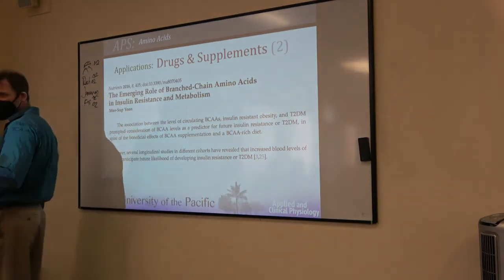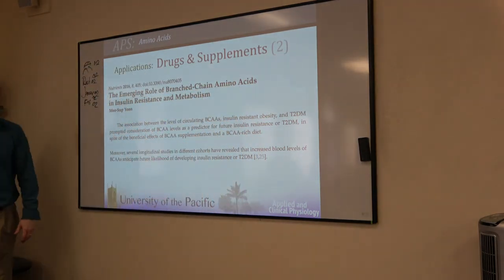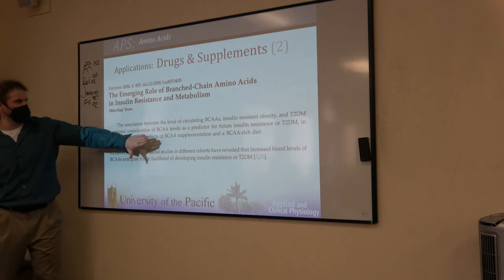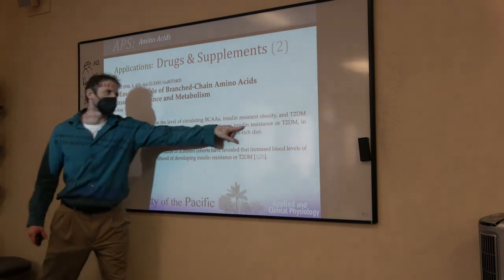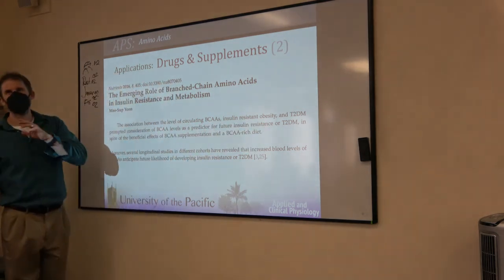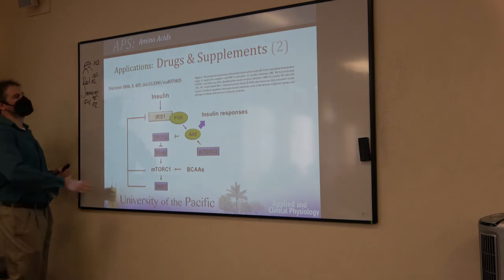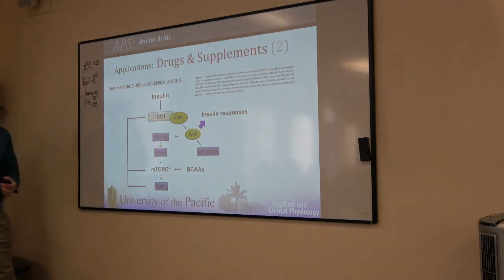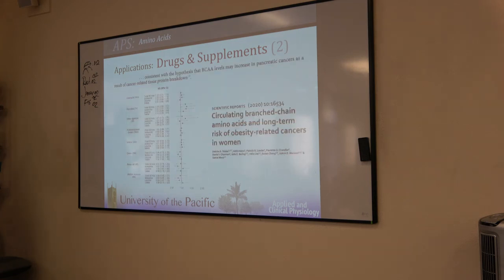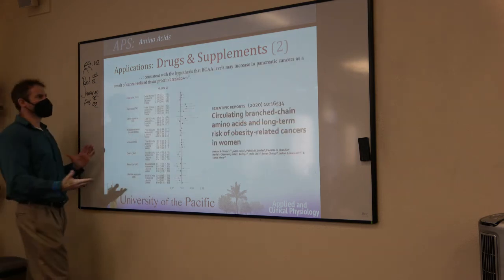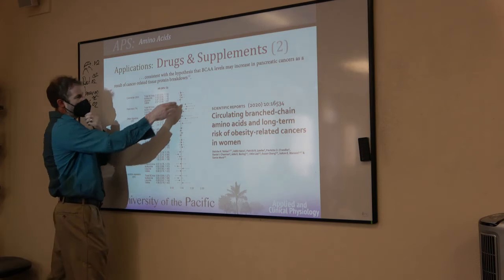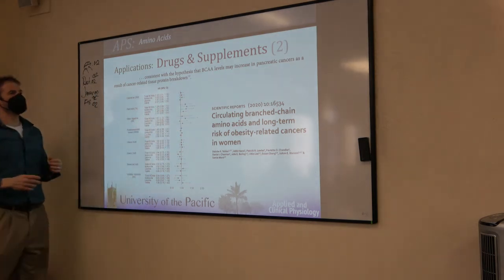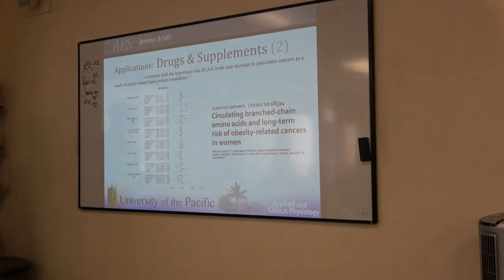It's a sort of type 2 diabetes, insulin receptor sensitivity, and branched chain amino acid levels as a predictor for future insulin resistance, going through this PI3K, PKB insulin response signaling. It's a possibility, but there's also things like this to consider, where you see certain cancers, pancreatic cancer, this elevated amount of branched chain amino acids.